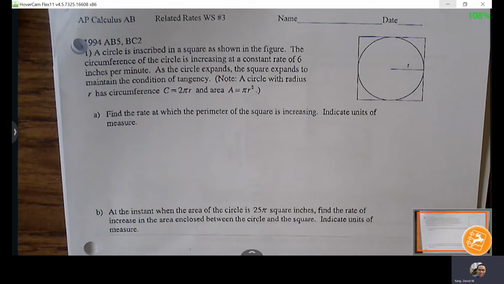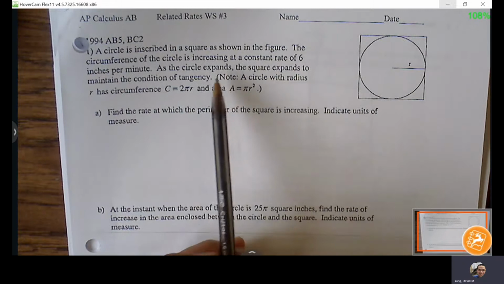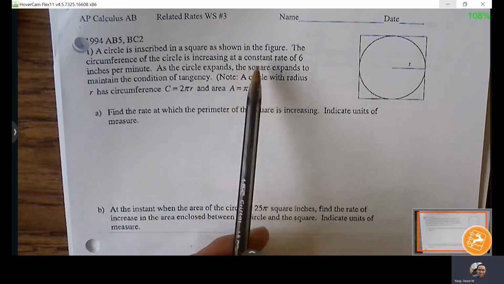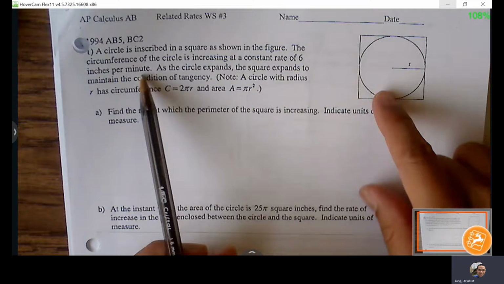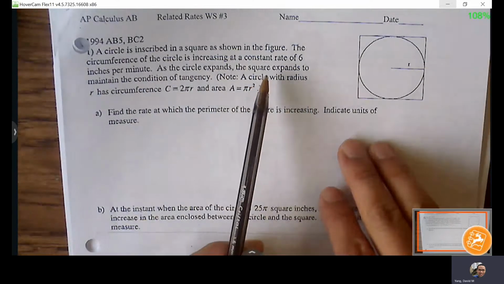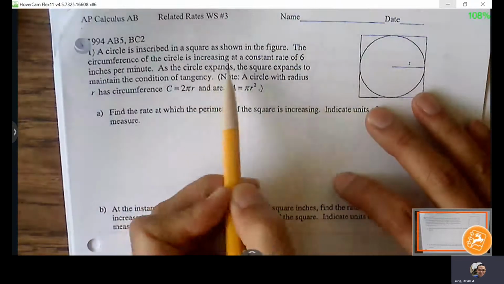Okay, let's read the problem here. It says the circle is inscribed in a square as shown in the figure. The circumference of the circle is increasing at a constant rate of 6 inches per minute. Just from this information, we'll start gathering information. We may not need it until later, but it's good to start to gather some information here.